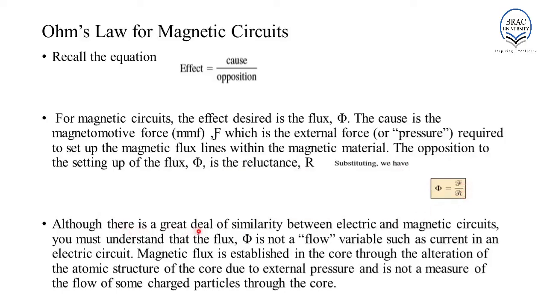Although there is a great deal of similarity between electric and magnetic circuits, you must understand that the flux phi is not a flow variable, such as current in an electric circuit. Magnetic flux is established in the core through the alteration of the atomic structure of the core due to external pressure and is not a measure of the flow of some charged particles through the core.